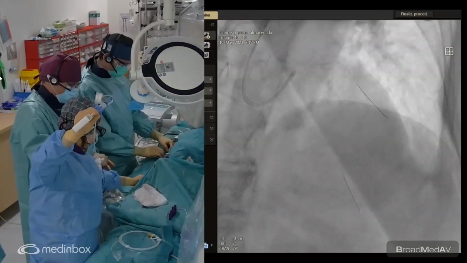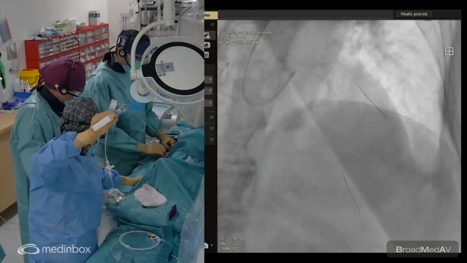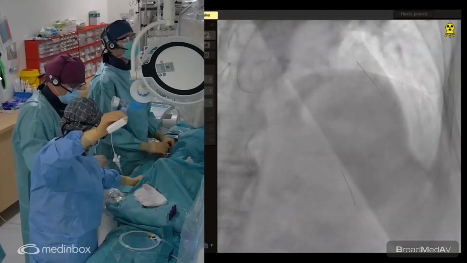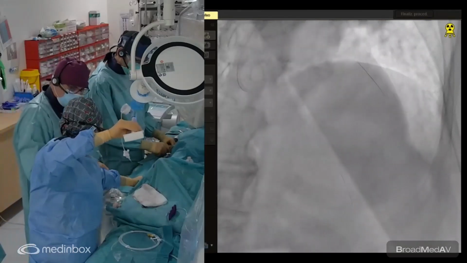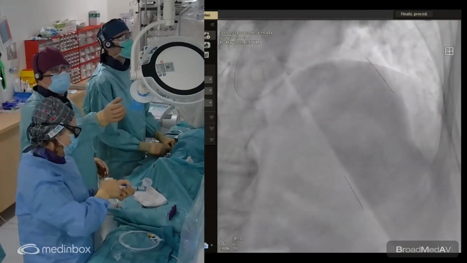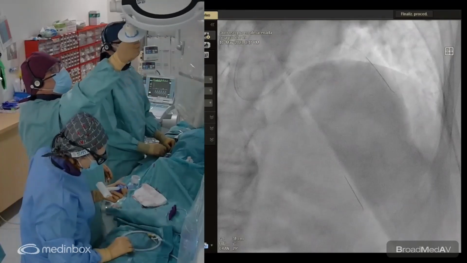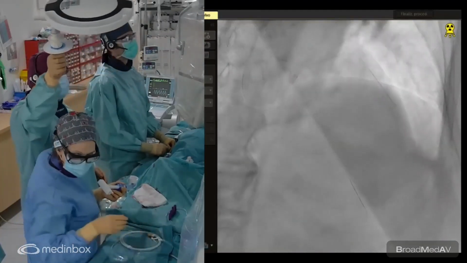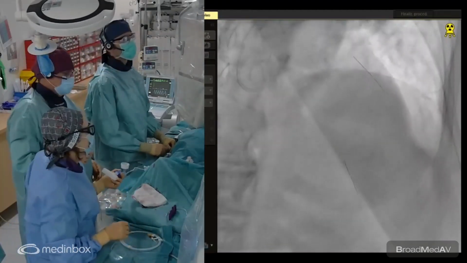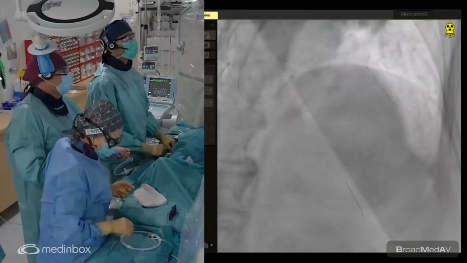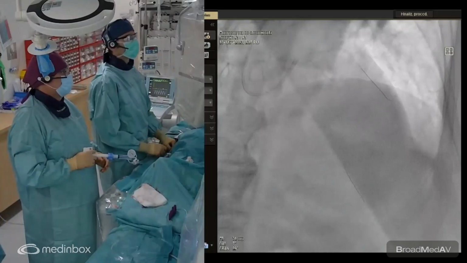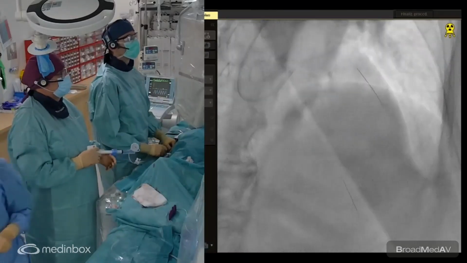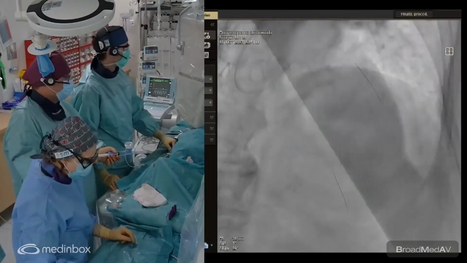Another trick is, of course, to delay the PCI, not doing it at the same procedure as the diagnostic angiogram. Use this previous angiogram as a roadmap to avoid more injections the day of the PCI, and also use this metallic roadmap with the wires in the side branches, or whenever you want to avoid contrast.